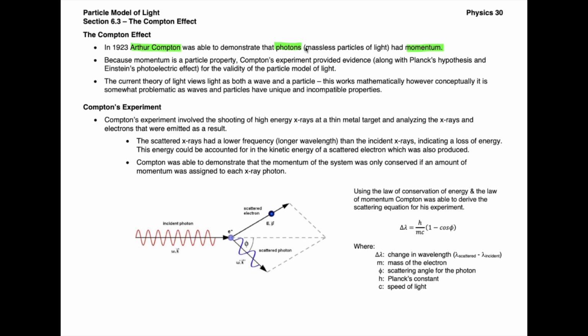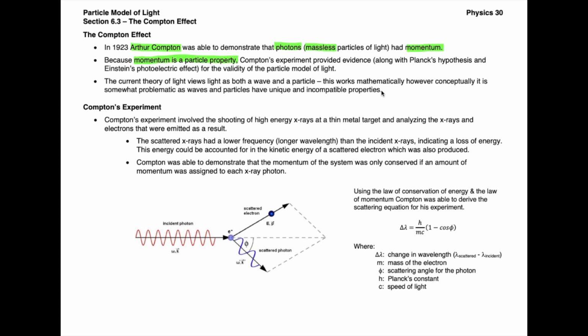Now, do keep in mind, photons don't have any mass, so they're just massless particles of light. So it is a bit odd to think of them as having momentum, and certainly we'll have to use a different equation than the regular momentum equals mass times velocity. But he was able to demonstrate that they have momentum. And because momentum is a particle property, this gives further validity to the idea that light can be treated as a particle as well as a wave.